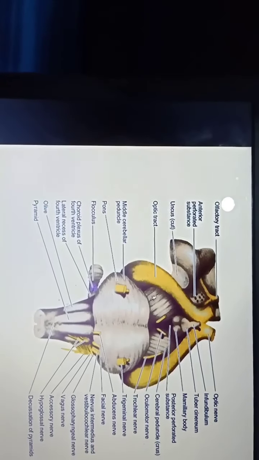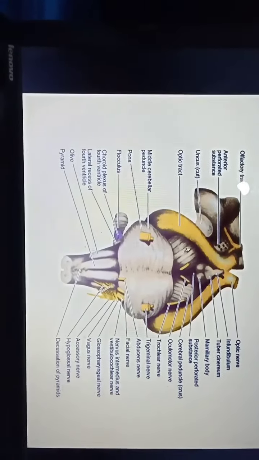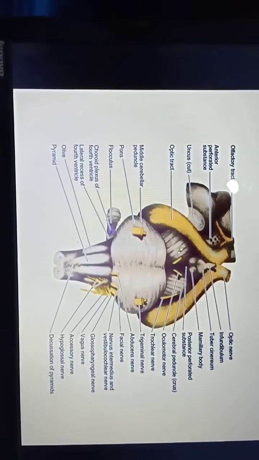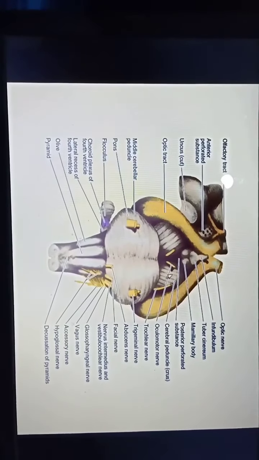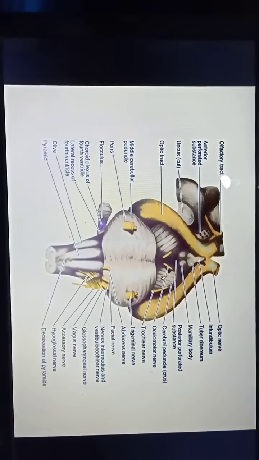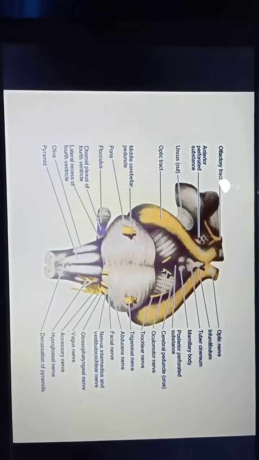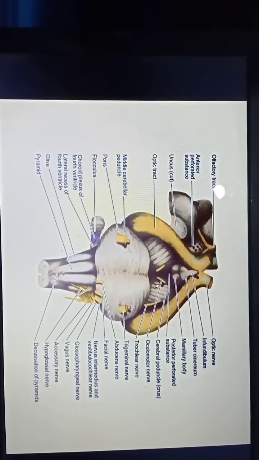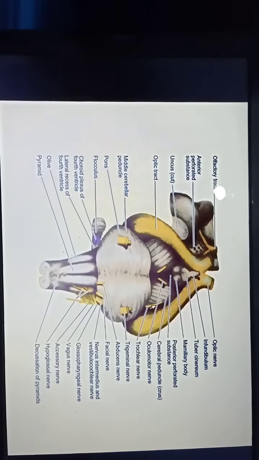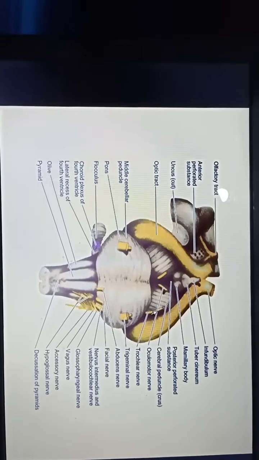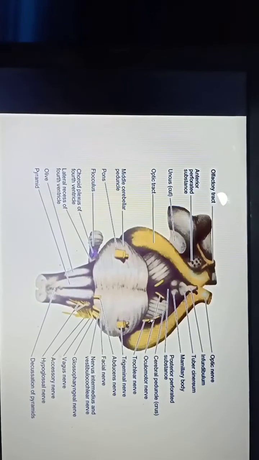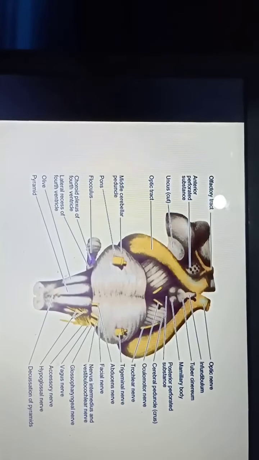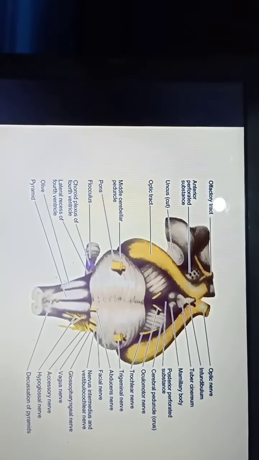In the ventral aspect of the midbrain, the structure you see in this diagram, there are bundles of nerve fibers. It is known as the cerebral peduncle. From the middle aspect of the cerebral peduncle emerges the third nerve, and the 4th cranial nerve emerges from the dorsal aspect of the midbrain. It is the only nerve which emerges from the dorsal aspect of the midbrain.